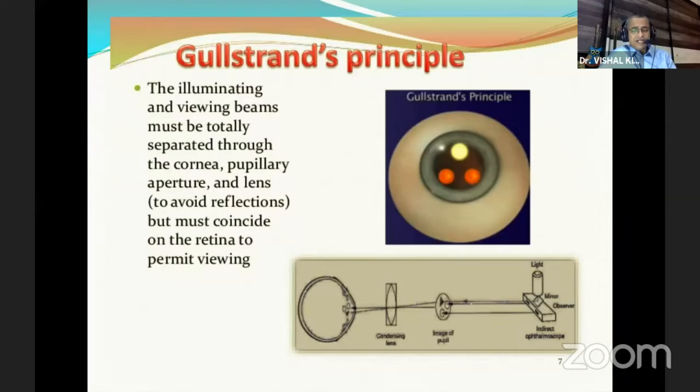Basically, this principle says that the illuminating beam, which originates from your indirect ophthalmoscope, passes through the cornea, pupillary aperture and lens, and reaches the fundus. The viewing beam, which is reflected back from the retina, passes through the lens, pupillary aperture and cornea, and reaches your eye. These two beams should be parallel to each other throughout the pathway, except when they meet at the fundus. Because if they meet or collide anywhere in the pathway, it will cause scattering of light reflection and you won't be able to view the fundus. The only place where they meet is the fundus, which you view.